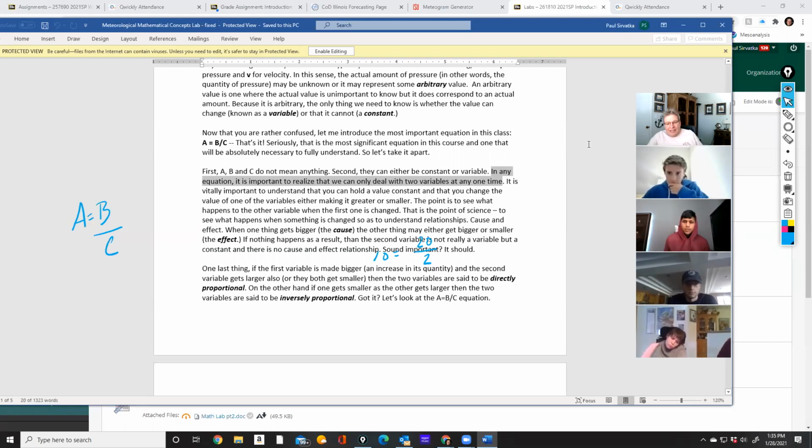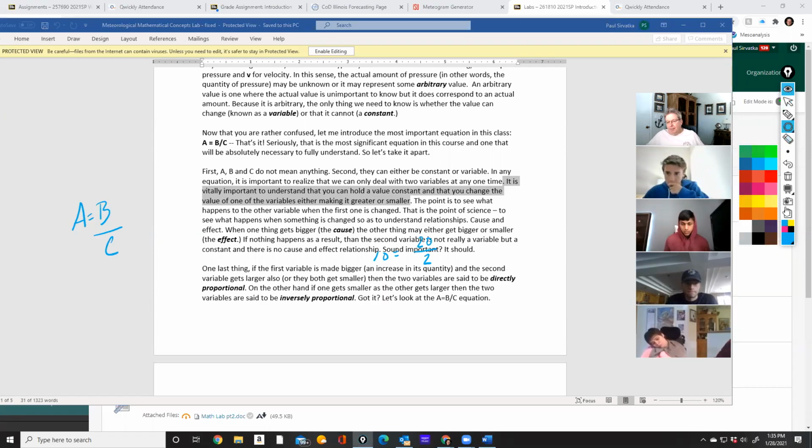How do I take it out? Division. I can't just take it out, right? That doesn't make sense. 10 equals 20 over 2. I can't just go 10 equals nothing over 2. It doesn't work that way. What you have to do, it says in the next line, is hold a value constant. You change the value of one of the variables. So which one of these 3 numbers am I going to keep the same? 2. Okay, so I've made C constant.